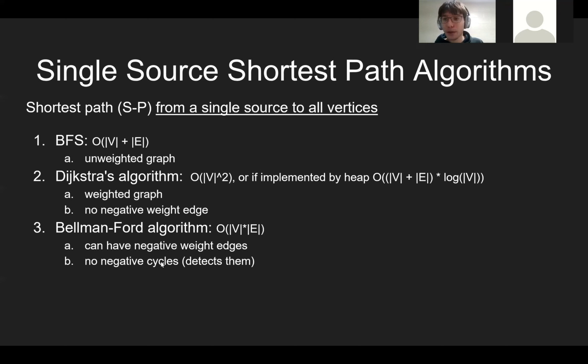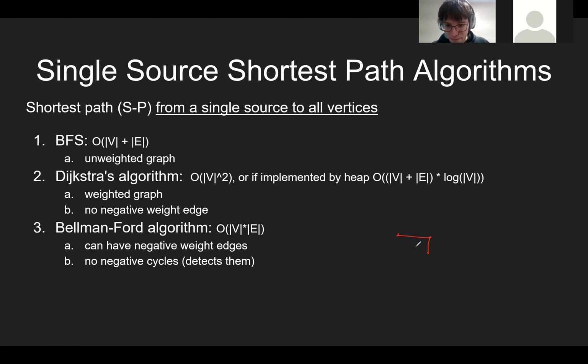But thankfully we have an alternative, which is Bellman-Ford, which as you can see runs a bit slower. It runs in O of V times E time, but it can have negative weight edges. And another nice thing is it can detect negative weight cycles. And if your graph has a negative weight cycle, there is no shortest path. Let's just draw an example really quickly. I just want to show you what I mean.